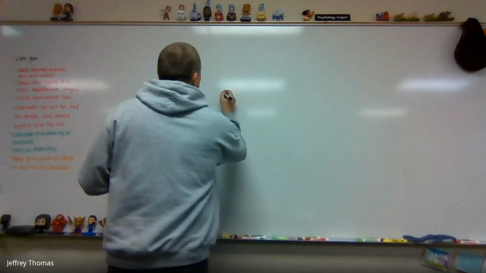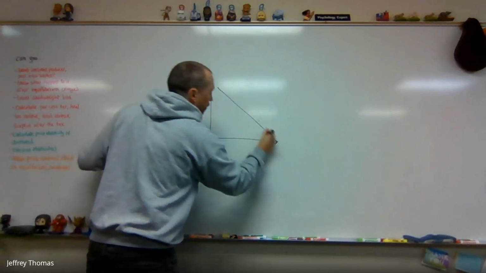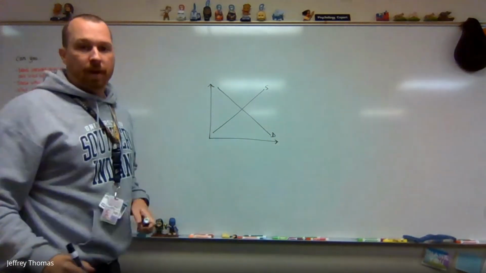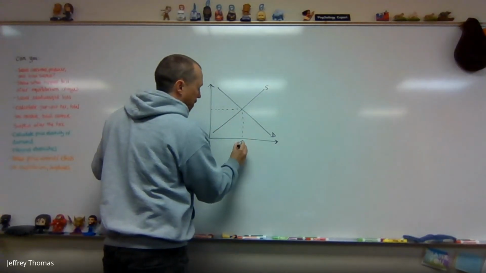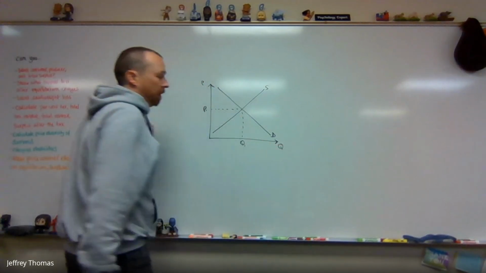So here we go. The first thing you've got to be able to do is label consumer surplus and producer surplus. We have our supply curve going up and our demand curve going down. We have our equilibrium price right here, labeled Q1, P1. I'll go ahead and label my axes as Q and P.